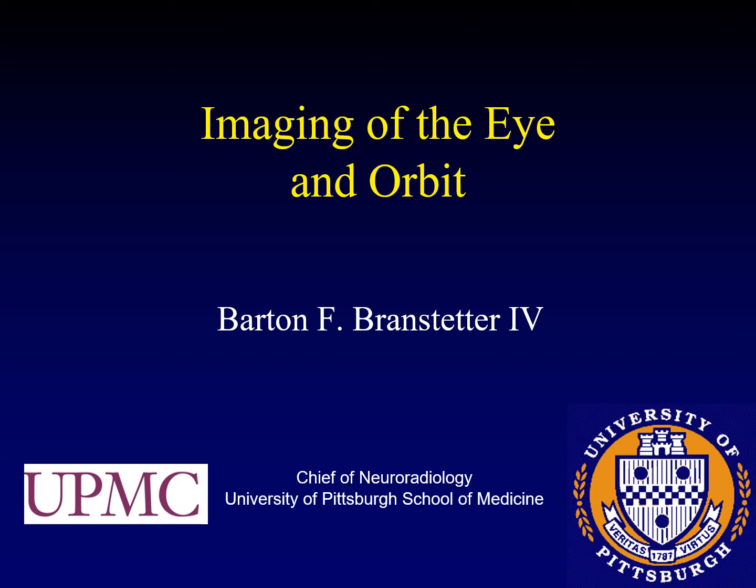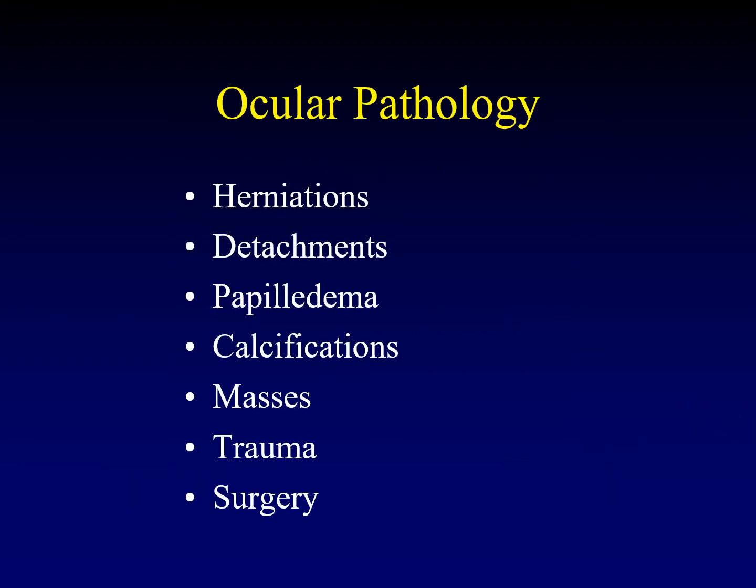This is part 2 of the lecture on imaging of the eye and orbit. Let's move on to some true pathology of the eye itself. I will talk about herniations of the eye. We'll talk about detachments of various layers and corresponding hemorrhage, papilledema, which we can occasionally find, some calcifications, masses, the effects of trauma, and then post-surgical findings.